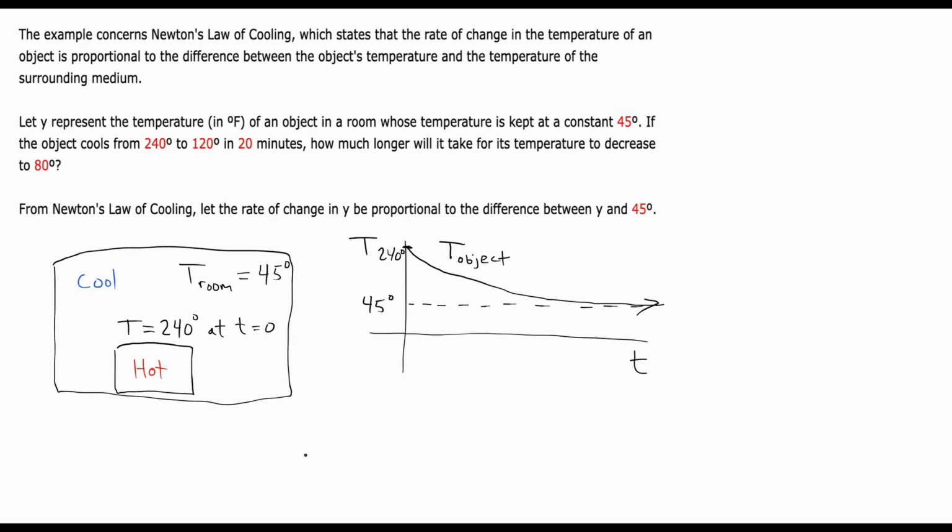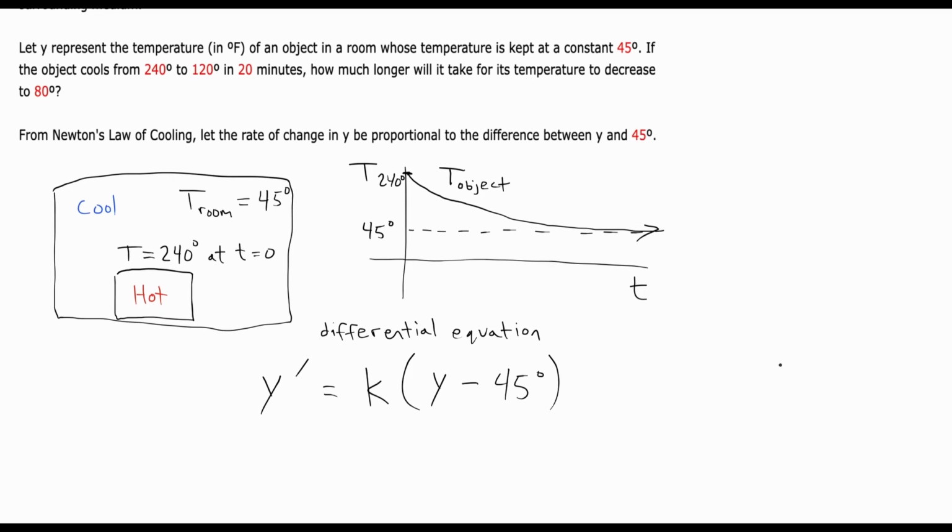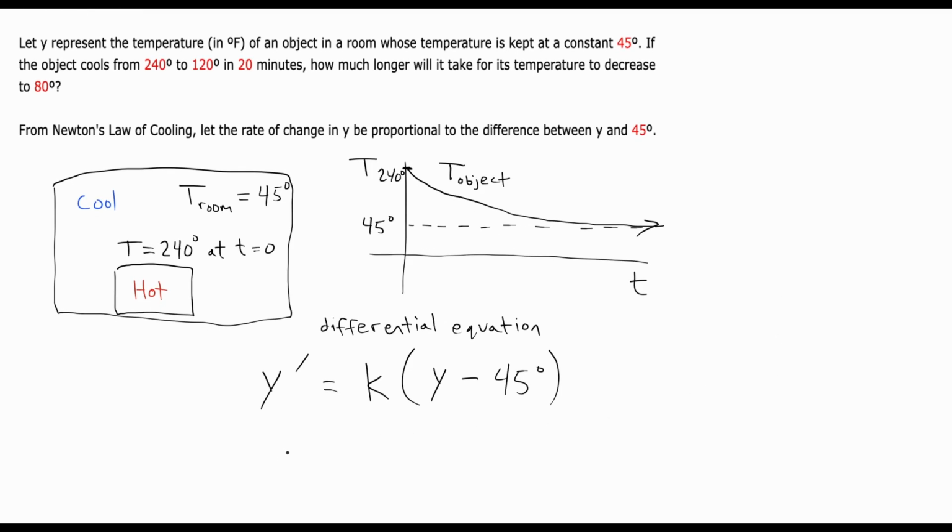Okay, so let's write the differential equation. That the rate of change of the object's temperature is going to equal a constant times the difference in that object's temperature and 45 degrees. This is the differential equation. What we want to do next is try to solve it by separation of variables for the general solution.